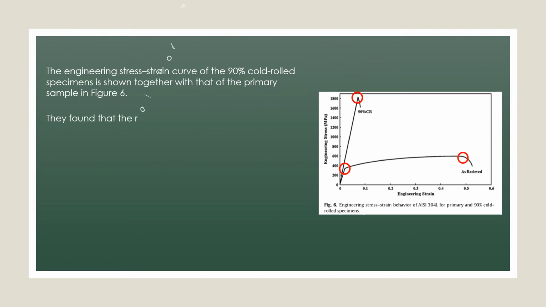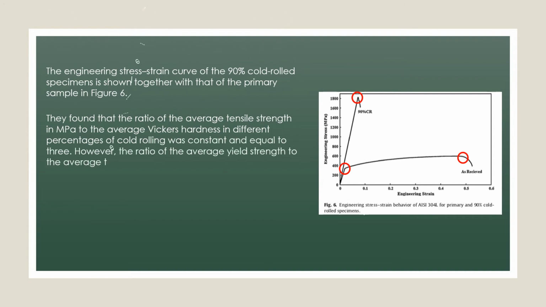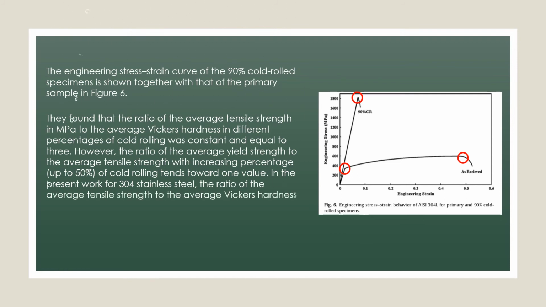They found that the ratio of the average tensile strength in MPa to the average Vickers hardness in different percentages of cold rolling was constant and equal to 3. However, the ratio of the average yield strength to the average tensile strength with increasing percentage, which is up to 50% of cold rolling, tends towards one value. In the present work for 304 stainless steel, the ratio of the average tensile strength to the average Vickers hardness for as received and 90% cold rolled specimens were also constant and equal to 3.